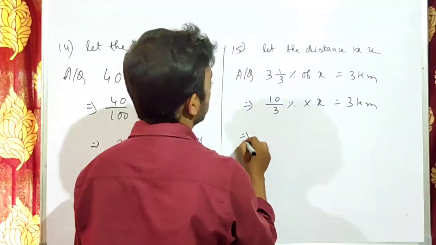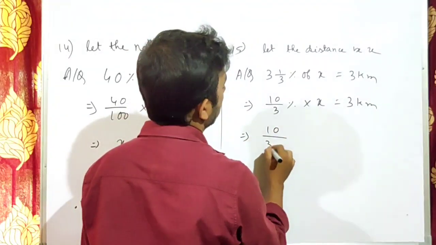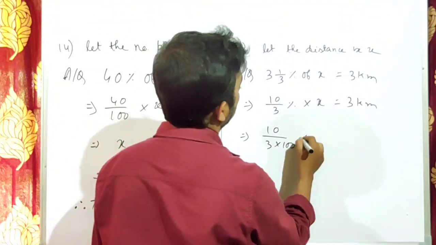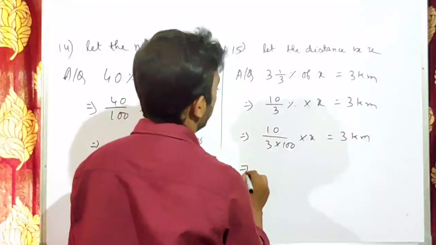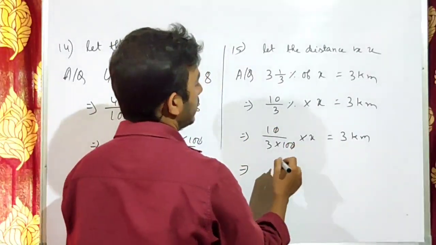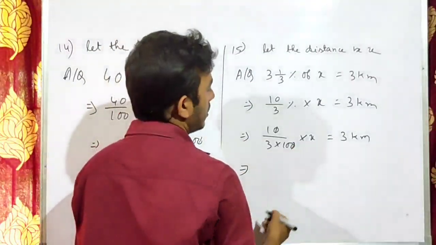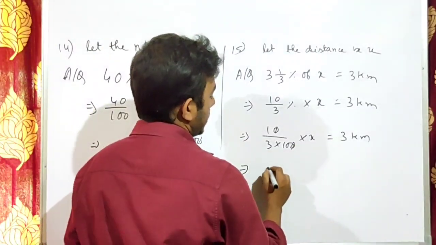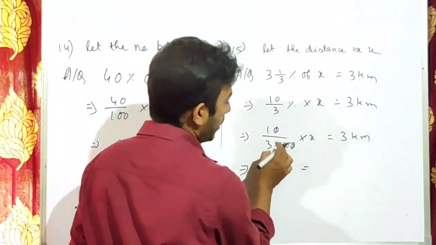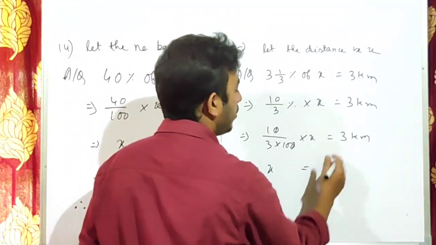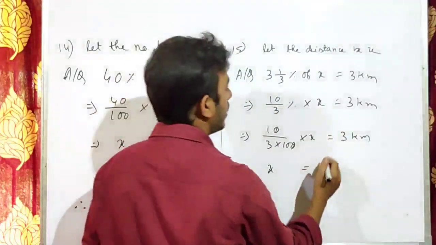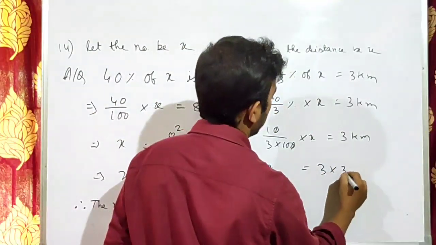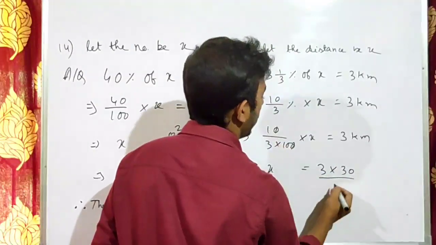So 10 by 3% means what? 10 by 3 into 100, into x equals 3 kilometer. Now we can cancel, 0 0 cancel, isn't it? So it will be 30. So x equals, cross multiply, this denominator will be multiplied with that numerator. So it will be 3 into 30, divided by 1.